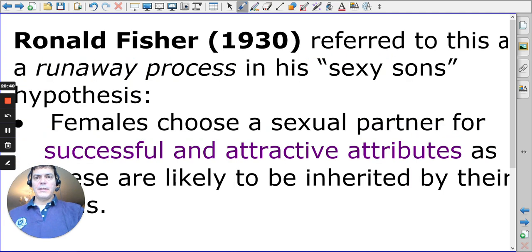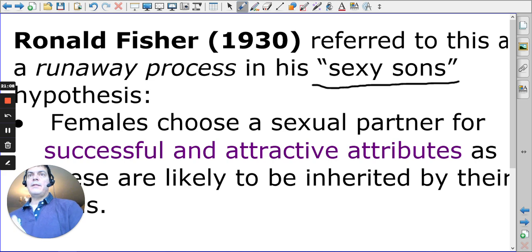Just to finish off this idea of sexual selection and intersexual selection, in terms of females making a choice, Ronald Fisher came up with a nicely named hypothesis called the sexy sons hypothesis: that ultimately females will choose a sexual partner in order to pass those attractive attributes on to their offspring. So for example, their sons will be sexy like their fathers, and the daughters will have the same preferences for the same type of partner.